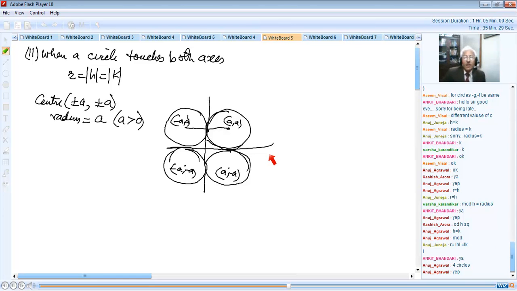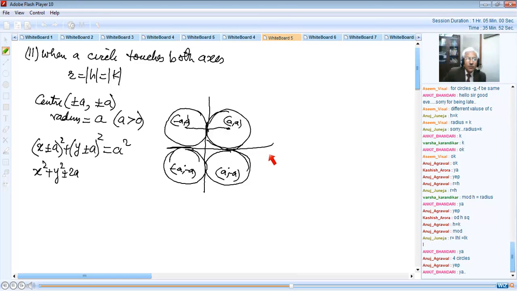And what will be the equation? This is the diagram here. The equation can be (x ± a)² + (y ± a)² = a². Clear? Four are possible. That's right. So you get x² + y² ± 2ax ± 2ay + a² = 0. This is the equation of the possible circles.